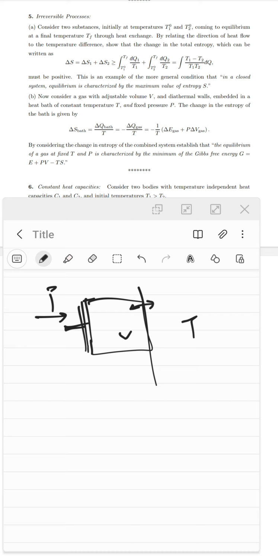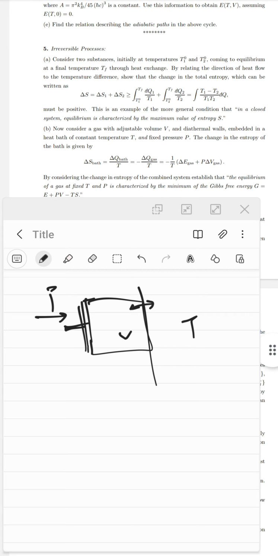By considering the change in entropy of the combined system, established that the equilibrium of a gas at fixed. Wait, so what are we supposed to do in. Oh, this is part B. Wait, what are we supposed to do in part A though? Oh, so we are supposed to show that the change in total entropy, which can be written as delta S, fine, that must be positive.